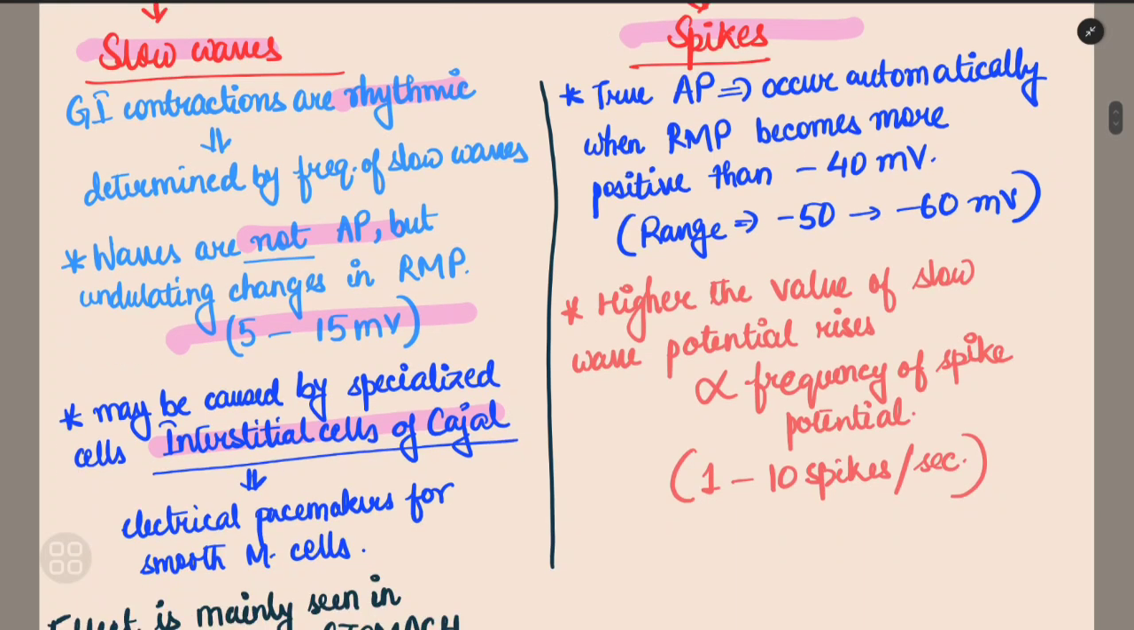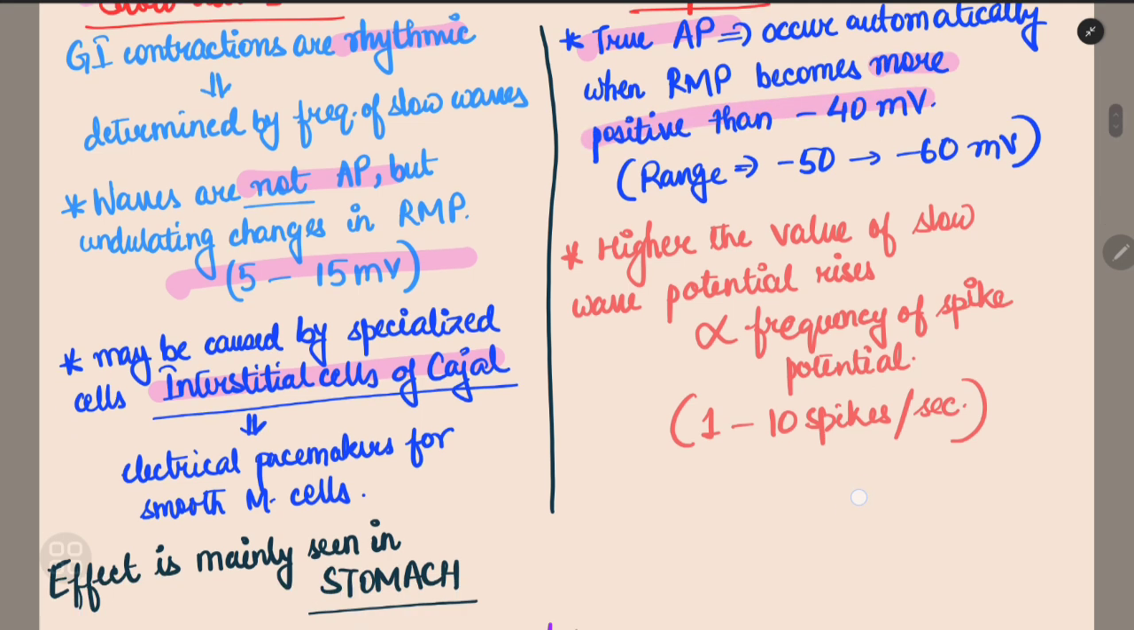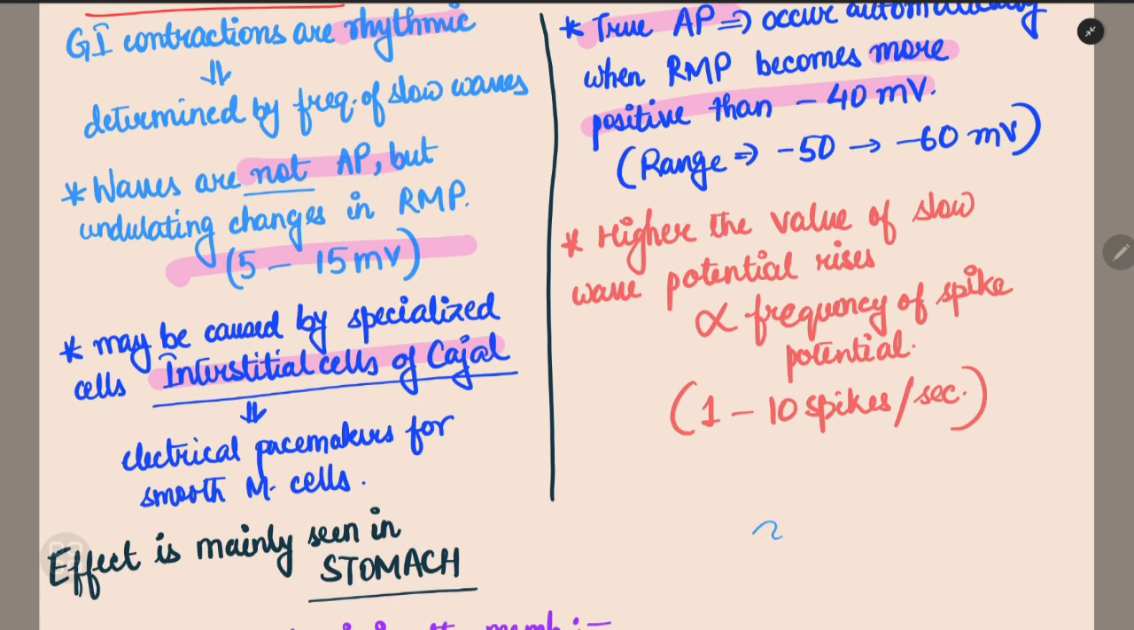Now, let's talk about the spikes. These are the action potentials which automatically occur when the resting membrane potential becomes more positive. You know that the resting membrane potential for a nerve muscle cell is about -70. From here, from -70 millivolt, it will rise, cross 0 and come to approximately +35. It can also range to 40, 45. Inside the cell, the negativity is replaced by positivity, and that is when an action potential is generated. So the potential inside the cell rises from -70 to +35 like this.